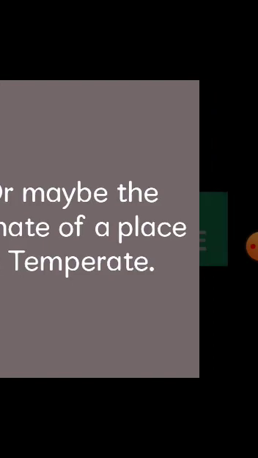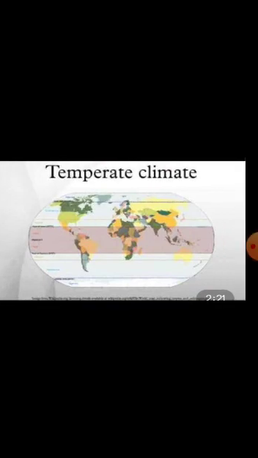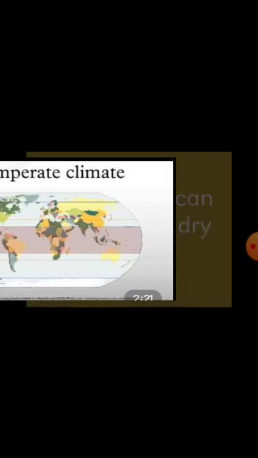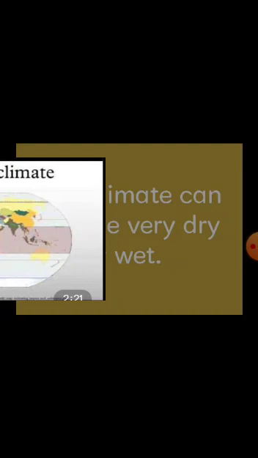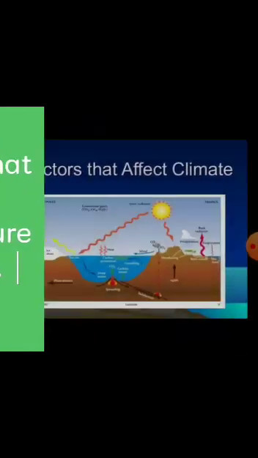The climate of a place in some areas is temperate. The word temperate means not too hot and not too cold. There is a temperate climate in the areas located between the poles and the equator, right? So in these countries we have a temperate climate. The climate can also be very dry or wet, which shows that rainfall is an important feature of the climate. Here we have some of the factors that affect the climate.